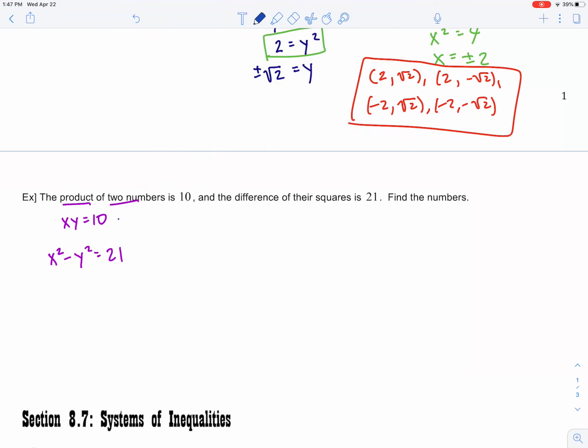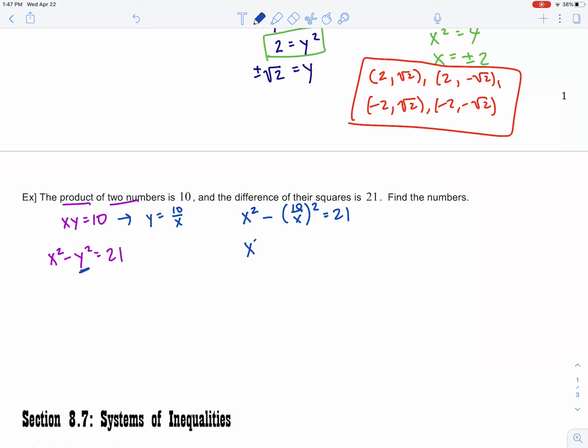So I need to isolate x or y. I'll probably do that in this first equation. So let me go ahead and just solve for y by dividing both sides by x. So y equals 10 over x. Now I can take that and substitute for this y over here in the second equation. So x squared minus (10 over x) squared equals 21. So I want to solve this for x.